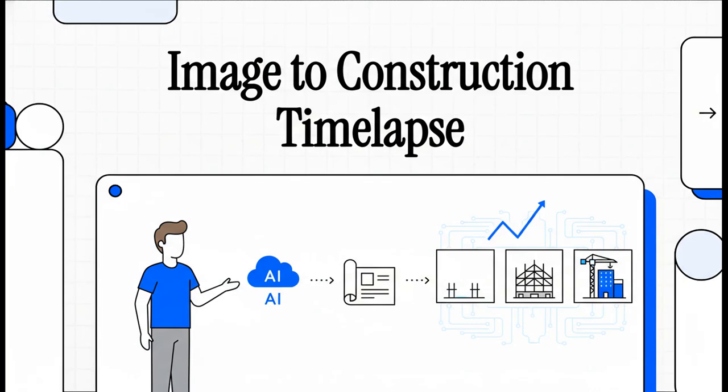Imagine taking just a single image and turning it into a full-blown construction time lapse. I know, it sounds kind of like science fiction, right? Well, today, I'm going to show you exactly how it's done using the power of AI.